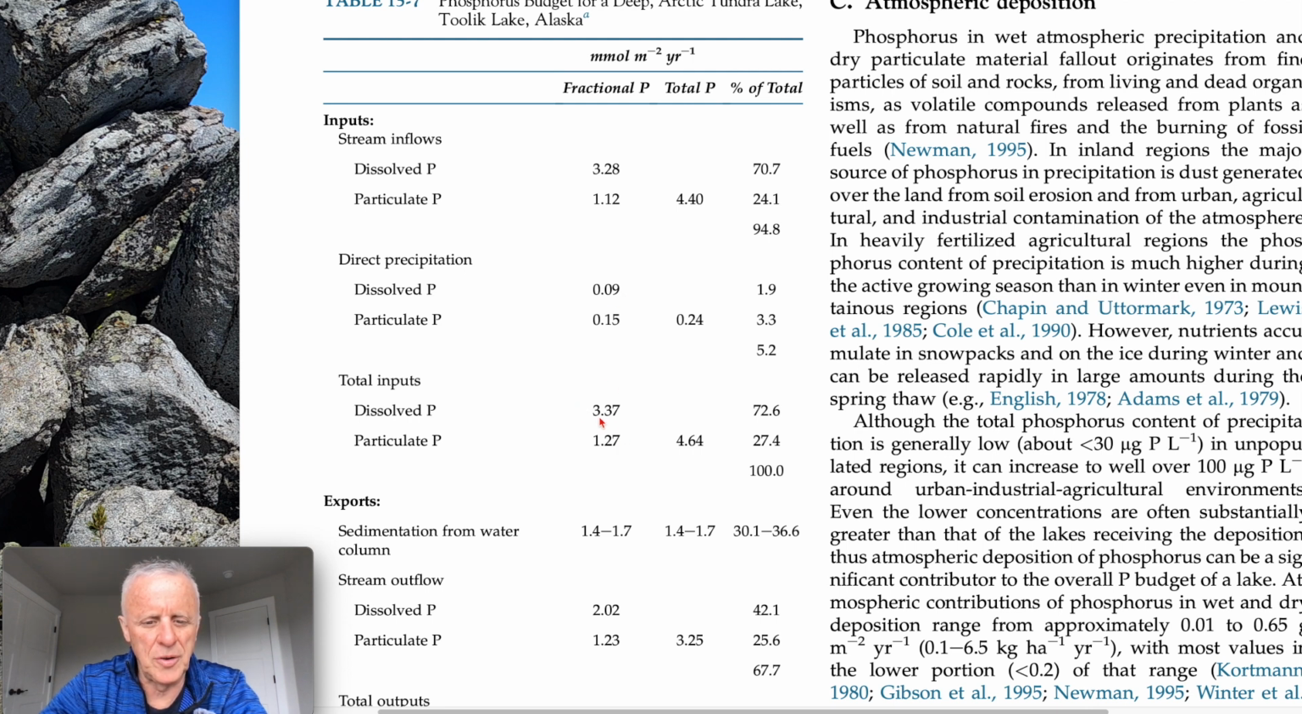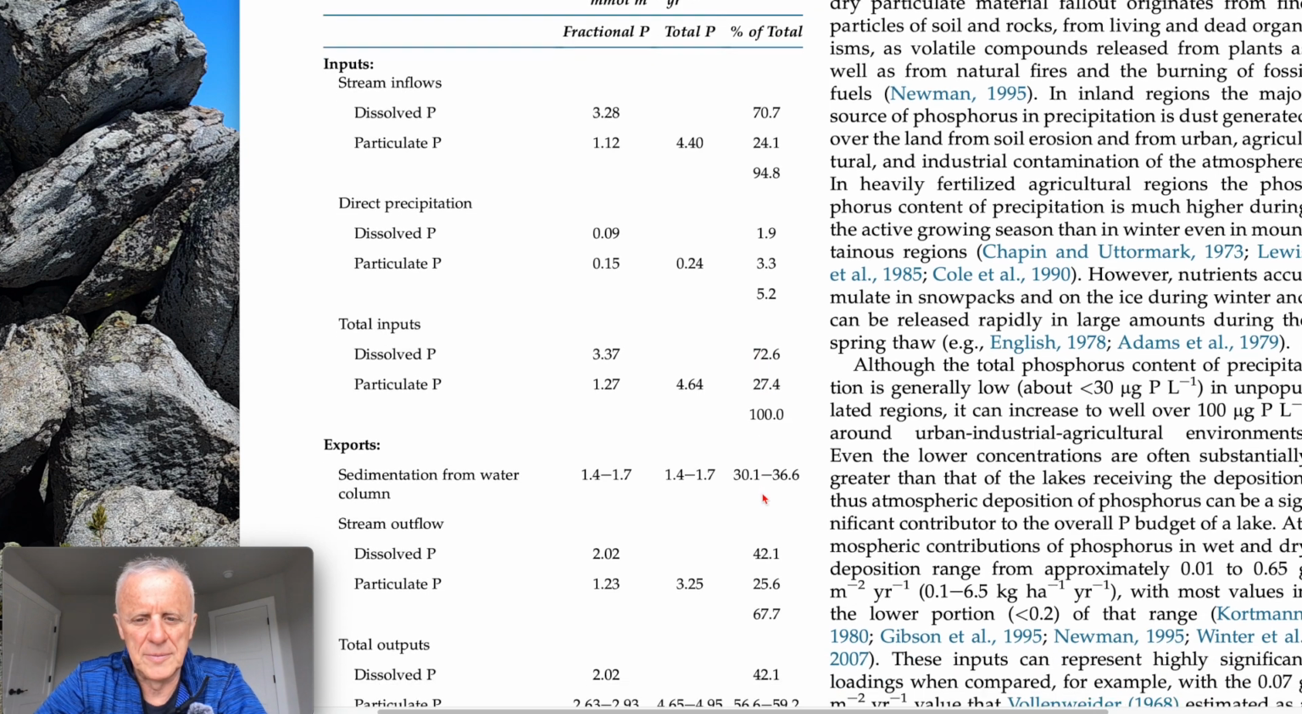And so total inputs of dissolved phosphorus of 3.37 and particulate phosphorus of 1.27, representing about 4.64% of the total phosphorus. And in terms of percentage of total, so independent of the value per surface area, we have a pretty high value of dissolved phosphorus from streams and then very low from precipitation. And in total inputs, dissolved phosphorus leads compared to particulate phosphorus.